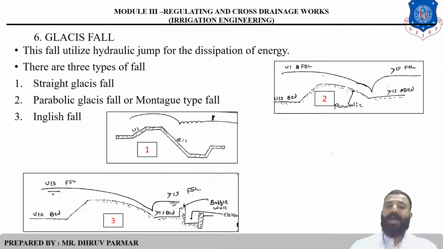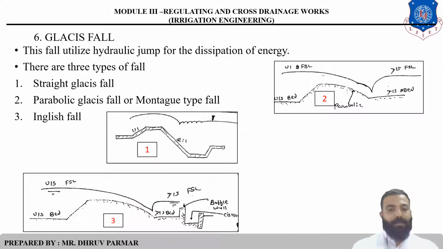Then the second one is called parabolic or Montague fall. In parabolic fall, a parabolic curve is provided to reduce the amount of energy. In this case, the horizontal acceleration is more as compared to the previous one. Due to the horizontal acceleration provided by the parabolic curve, the energy is dissipated. The third form is called English fall. English fall is an updated version of the parabolic or Montague fall.